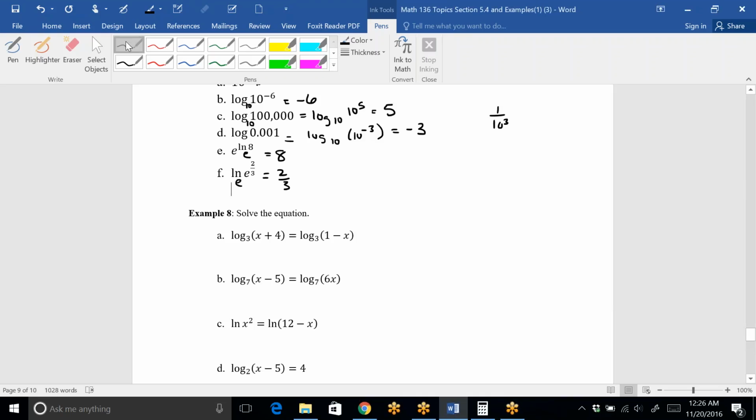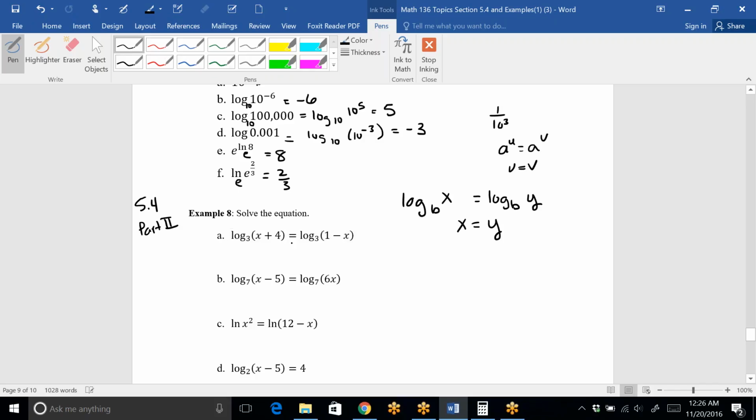Okay, this is a continuation of 5.4. There's a property that says if you have logs, one on each side, with matching bases, then their arguments are equal. This is analogous to the one we had where a to the u equals a to the v, so u equals v. Same thing is true here for logs that are set equal. As long as there's one on each side and their bases match, then their arguments are equal.